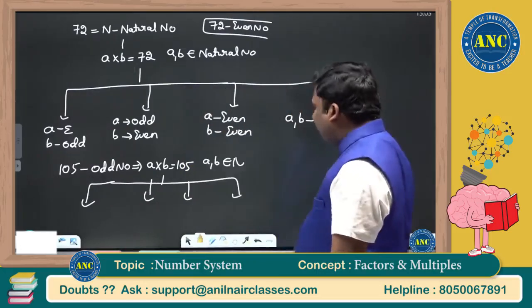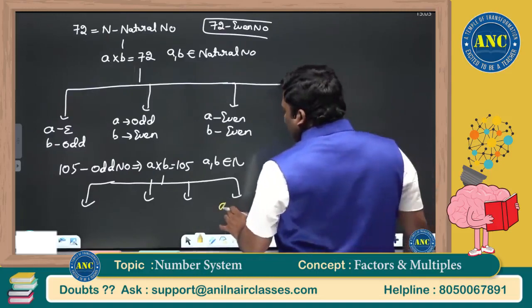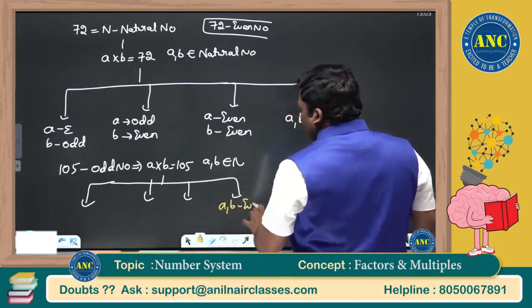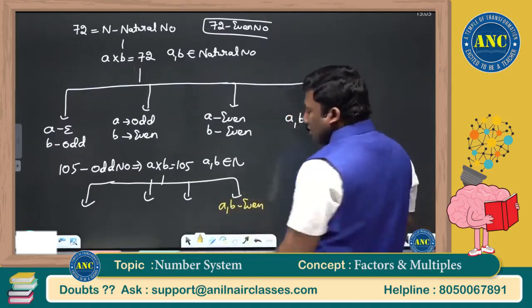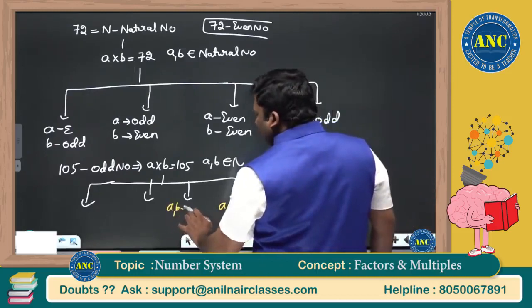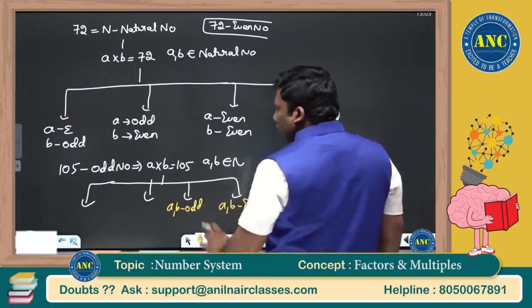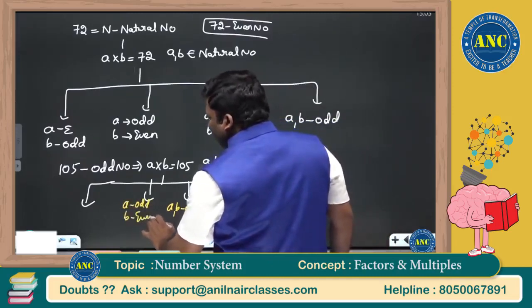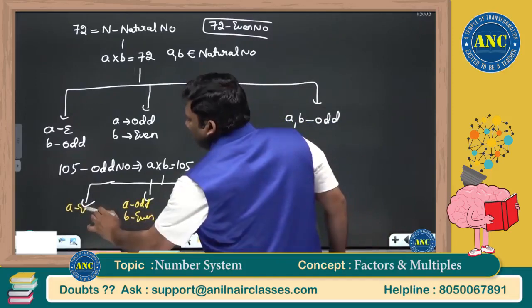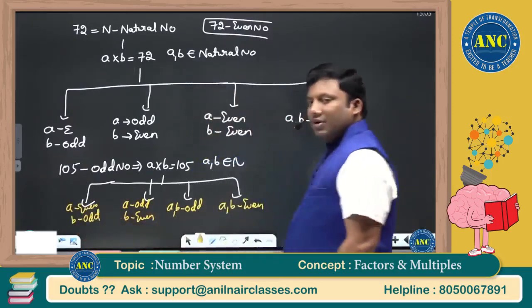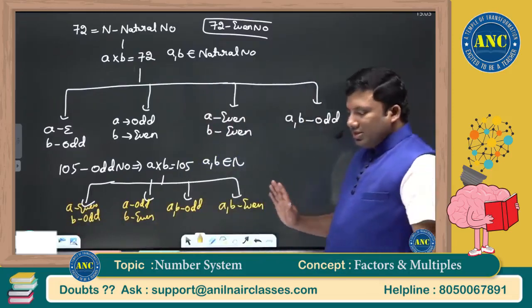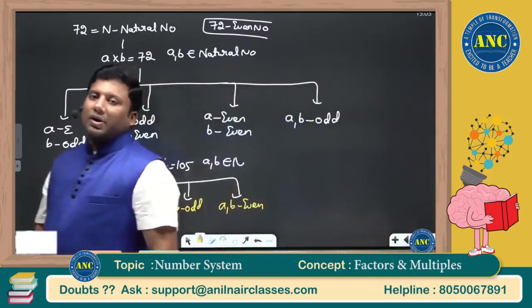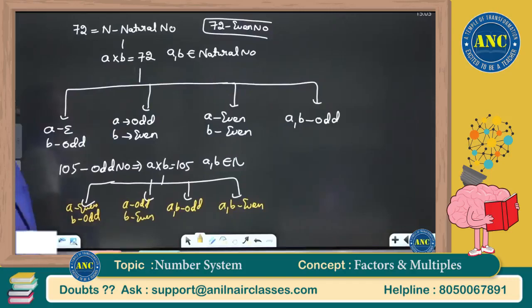Listen carefully, sir. This is A and B are even. This is A and B both are odd. This is A is odd, B is even. This is A is even, B is odd. These are the 4 cases. The right hand side can be an even number or the right hand side can be an odd number.